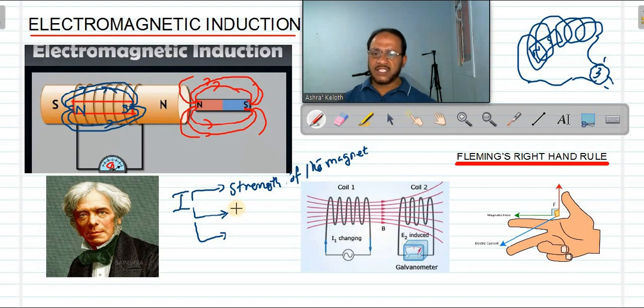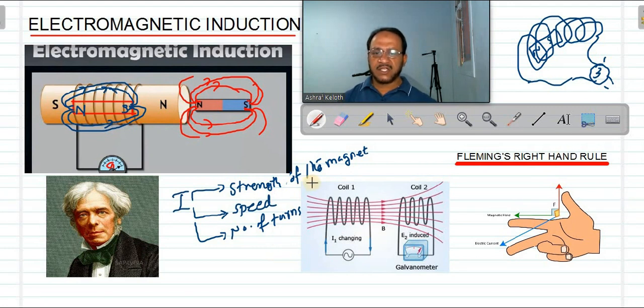By increasing the speed of motion of the conductor. Speed of motion of the conductor. Sir, if we increase the number of coils. Very good. That is good. That is the third method. By increasing the number of turns of the coil. These are the three different ways by which we can increase the current induced in the coil.